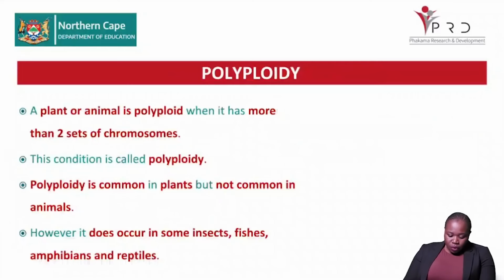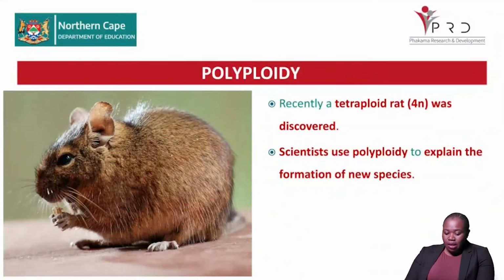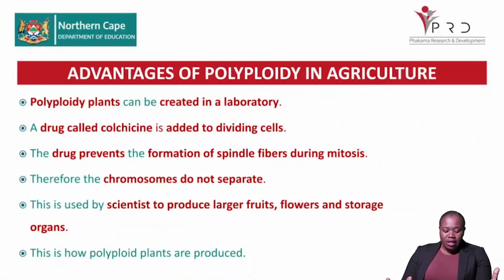So this can also take place in plants, whereby plants or animals are polyploid and they have more than 2 sets of chromosomes, right? It is, however, more common in plants, and it can actually be an advantage if this happens in plants. In animals, it can happen whereby we can see that we have a tetraploid rat that was discovered, and we can see that it is actually of a much bigger size than usual.